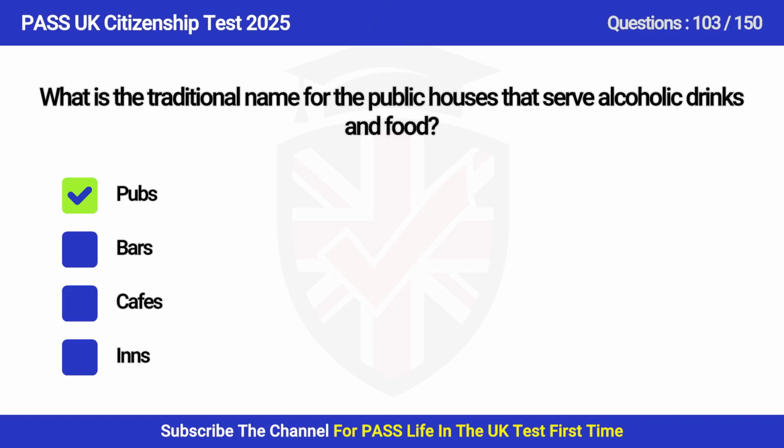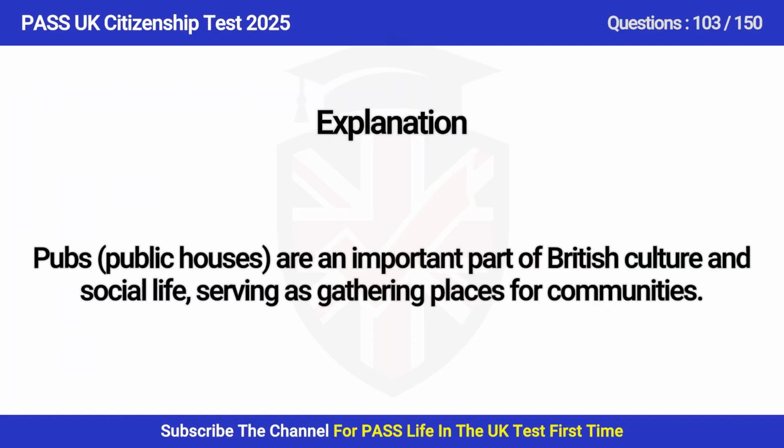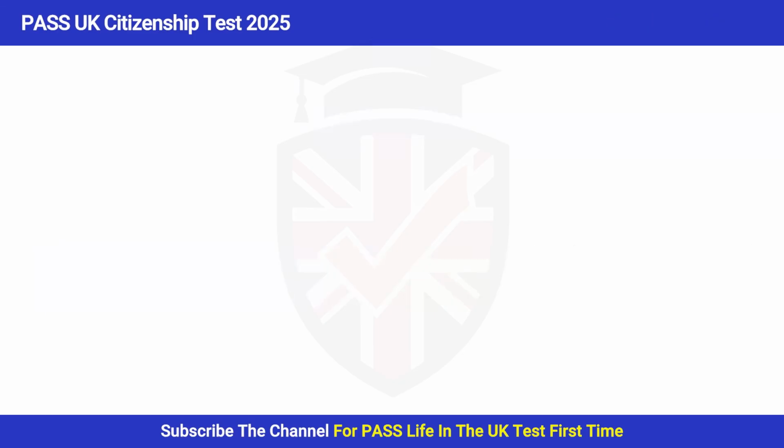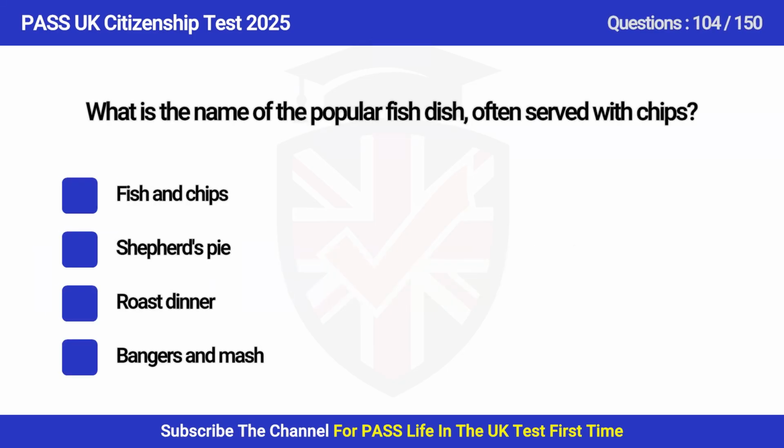The answer is A. Pubs. Pubs, public houses, are an important part of British culture and social life, serving as gathering places for communities. Question 104. What is the name of the popular fish dish often served with chips? A. Fish and chips. B. Shepherd's pie. C. Roast dinner. D. Bangers and mash.